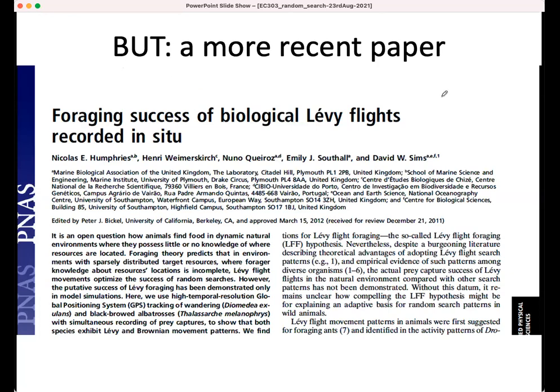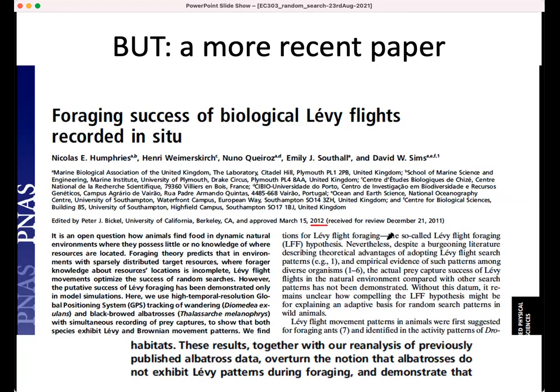But there was a more recent paper. This was a paper in 2012, I think. They find something very interesting. Interestingly, what this paper now says is the following. These results, together with our reanalysis of previously published albatross data. So these results had lots of marine organisms. I think they had two types of albatrosses, not only one: wandering albatross and black-browed albatross. And Humphries and colleagues have also done the analysis with many marine organisms as well. What they basically claim is they overturn the notion that albatrosses do not exhibit Levy patterns during foraging.